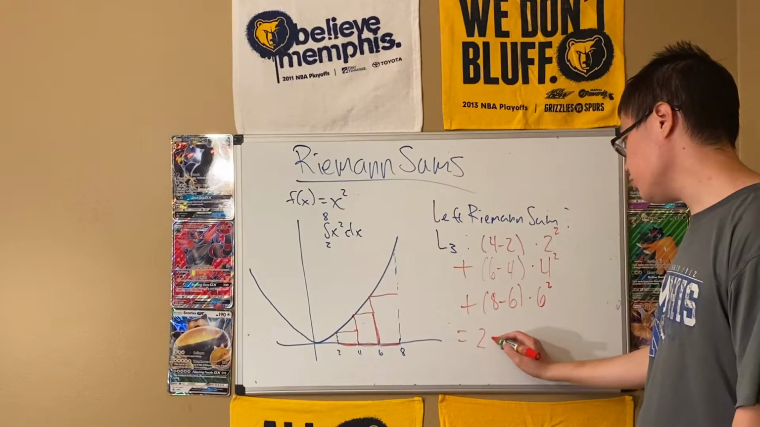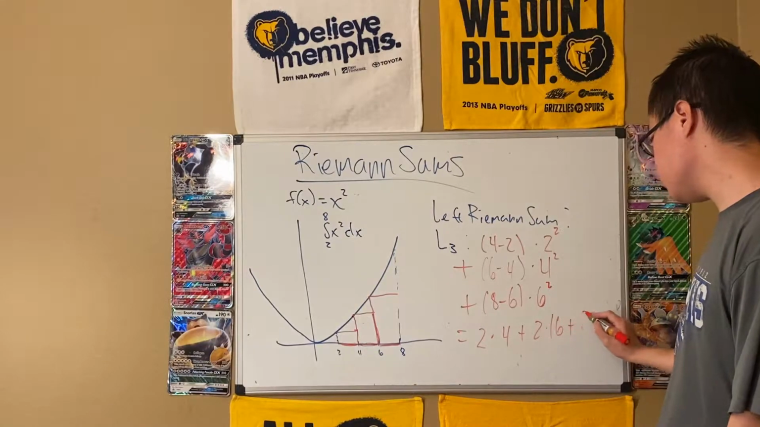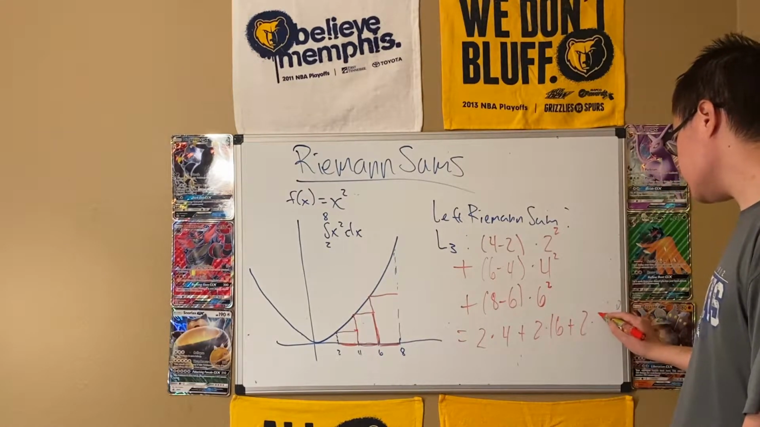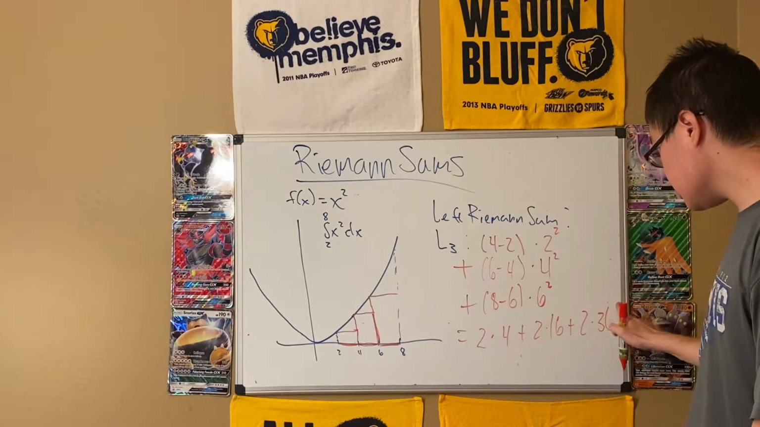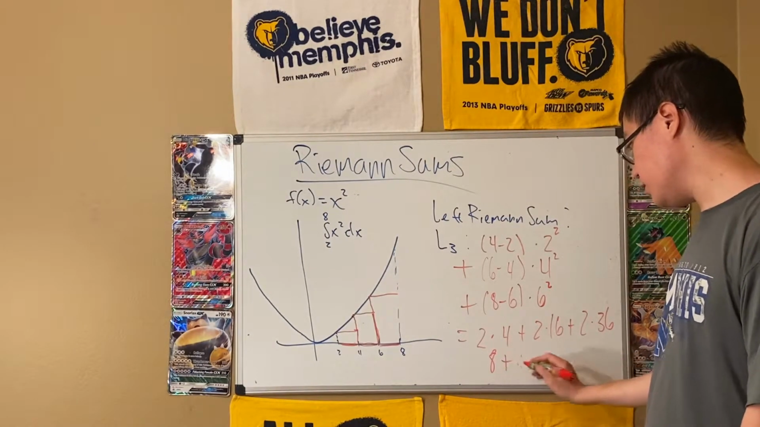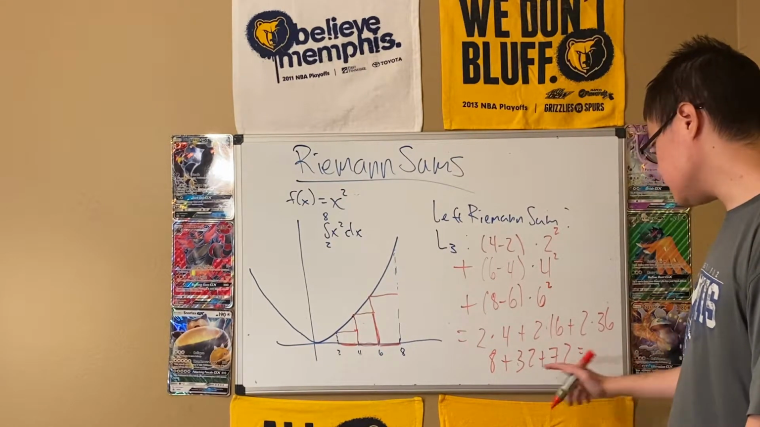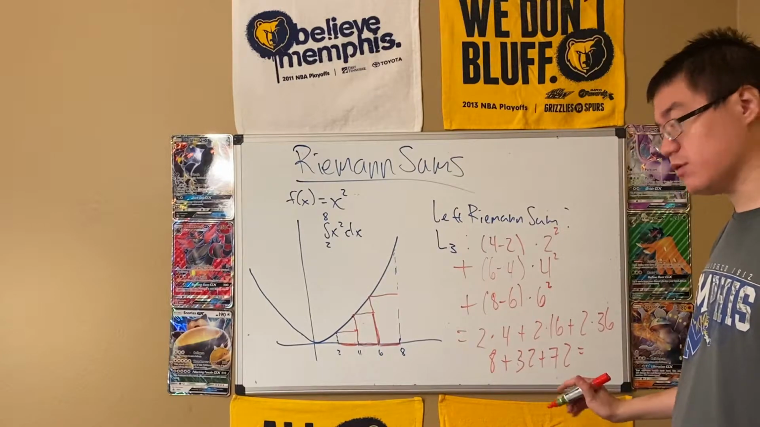Looks like it's going to be 2 times 4 plus 2 times 16 plus 2 times 36, I believe, with 6 squared. Again, this is the least important part. 8 plus 32 plus 72. That's not too bad. That's going to be 40 plus 72. I believe that's 112.